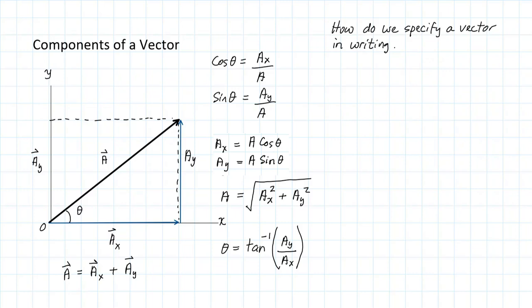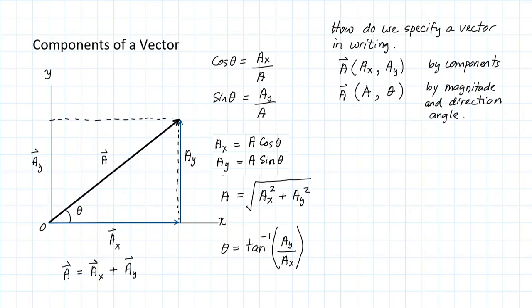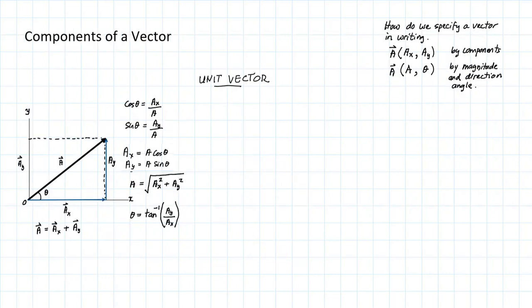Now, how do we specify a vector in writing? Well, you can specify a vector either with its components ax and ay, or by specifying its magnitude and direction. That means its magnitude A and direction theta. Very often, vector quantities are specified in terms of unit vectors. A unit vector is a dimensionless vector having unit magnitude, as shown here.